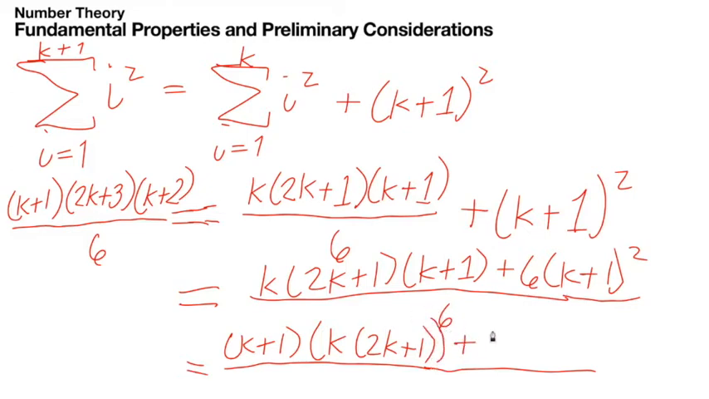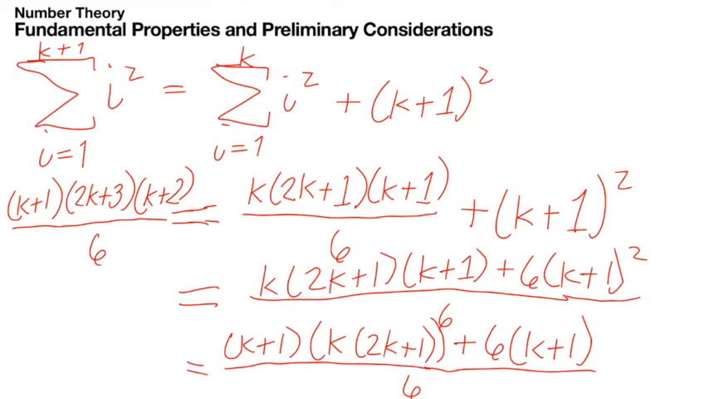Plus, we have 6 times k plus 1, all over 6. Okay, so what else can we do in here? Why don't we try to tweak this part here? So if we're going to do that, let's take note of that. So where were we?